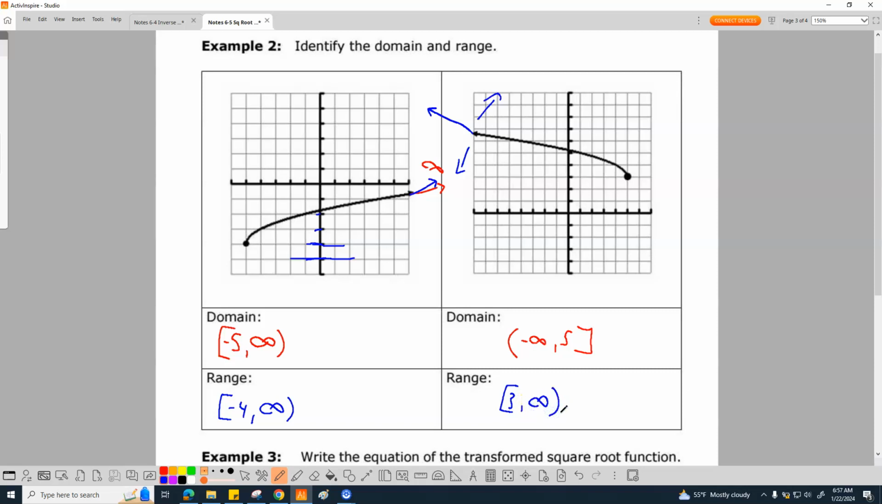That's not something you have to memorize, but if you know how to put together domain and range, it kind of makes sense. So that is domain and range.